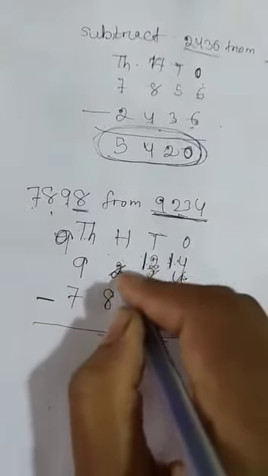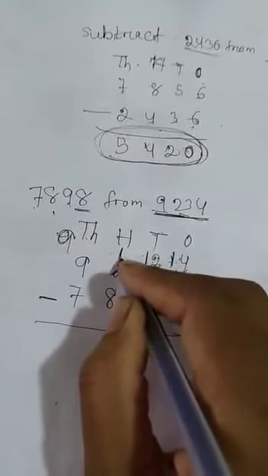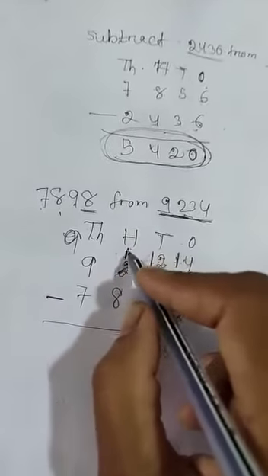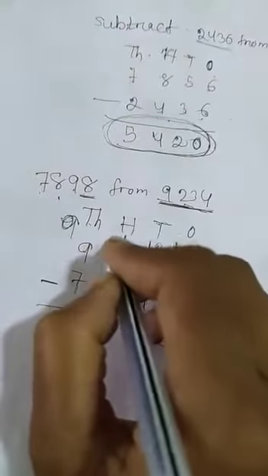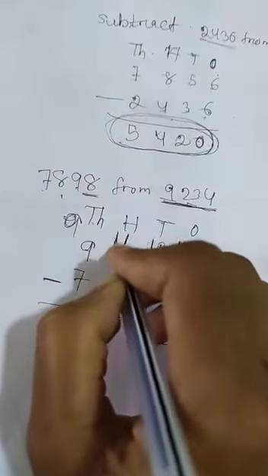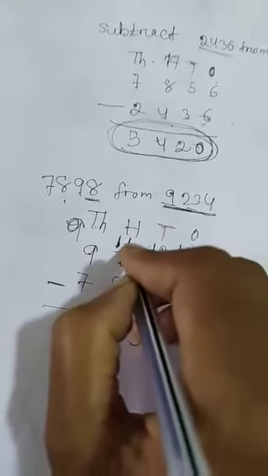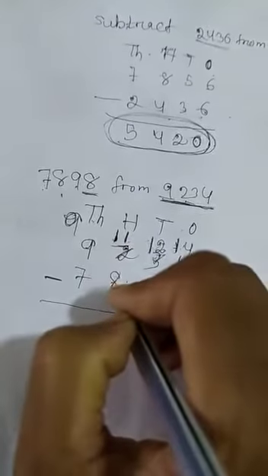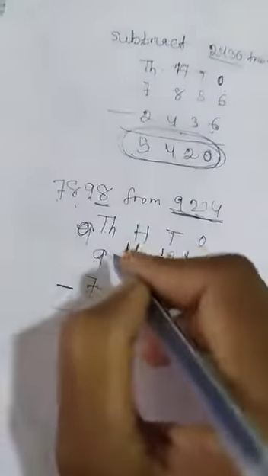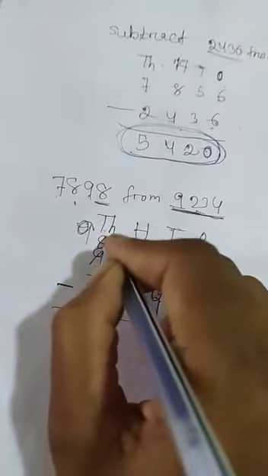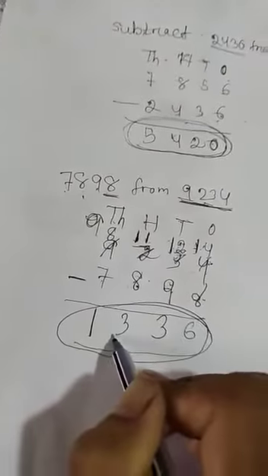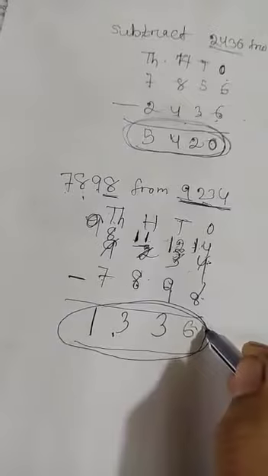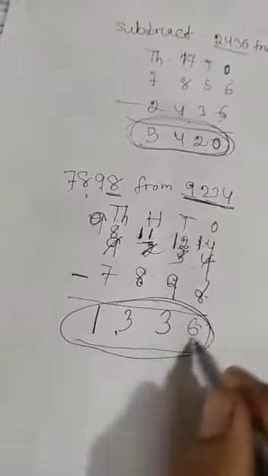The hundreds place gave 1, so it now contains 1 hundred. Now we subtract hundreds, 1 hundred from 8 hundreds. How can we? Now we borrow 1,000 from 9,000, so it contains 11 hundreds. Then 11 hundreds minus 8 hundreds equal to 3 hundreds. Then 8,000 minus 7,000 equal to 1,000. This is the step we follow when we subtract using the borrowing method.